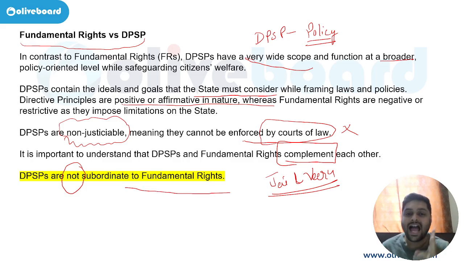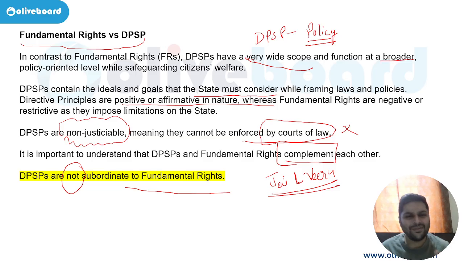They walk hand in hand. They go together, the fundamental rights and the DPSPs. Jai and Veeru. I hope we are clear till here. Now we have a basic idea of what is DPSP. Correct? They are nothing but directives to the state to make new policies. Correct? They are not subordinate to fundamental rights.